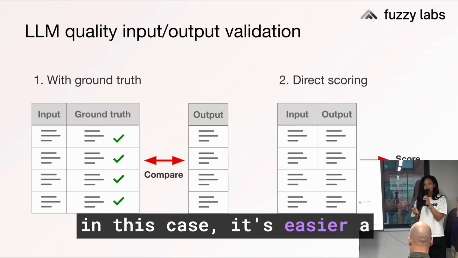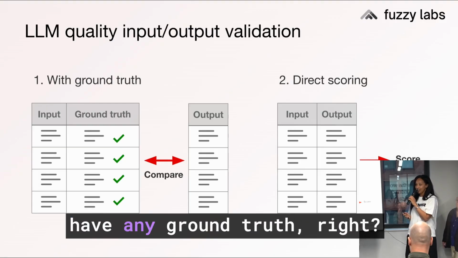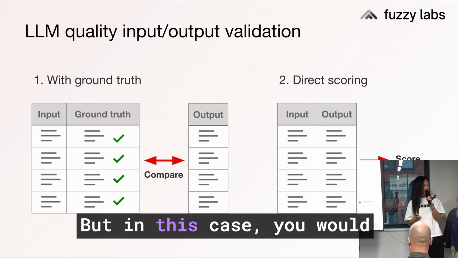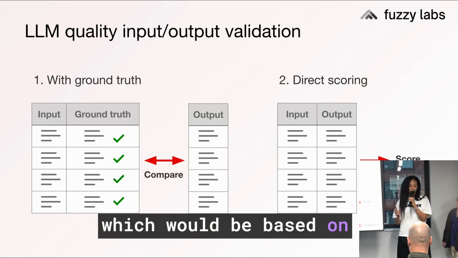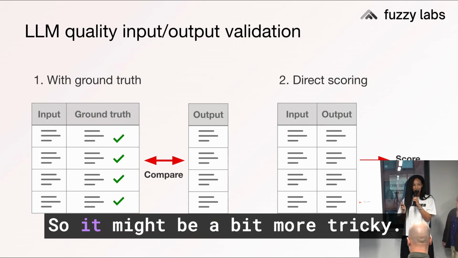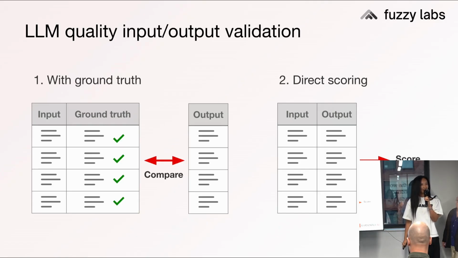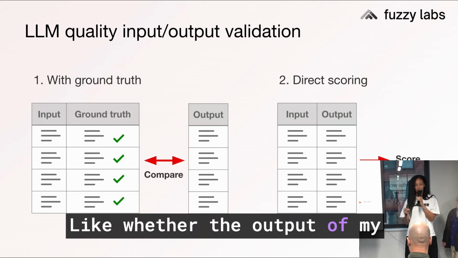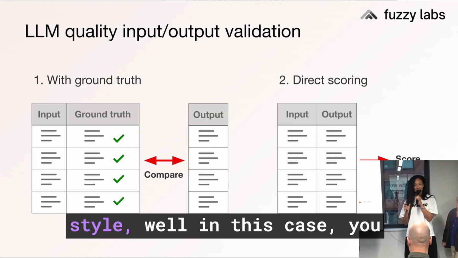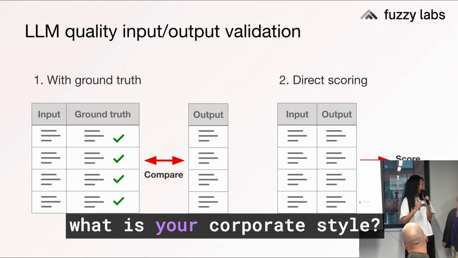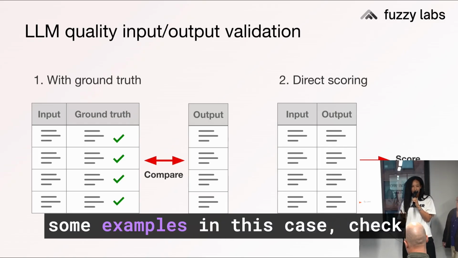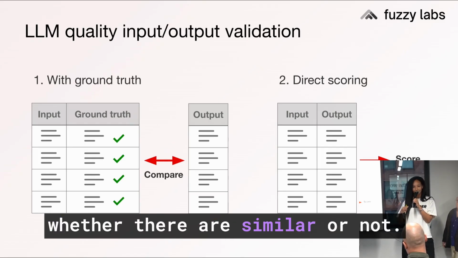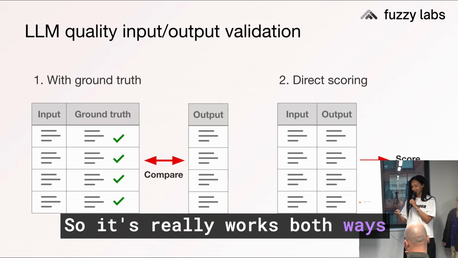Or we can do some direct scoring. In this case, it's a bit easier because you don't need any ground truth. But you would need to create some criteria based just on the output, so it might be a bit more tricky. For example, whether the output of my agent is in the right corporate style. In this case, you would need to describe very well what your corporate style is. Or maybe it's easier to just get some examples and check whether they are similar or not. So it really works both ways.